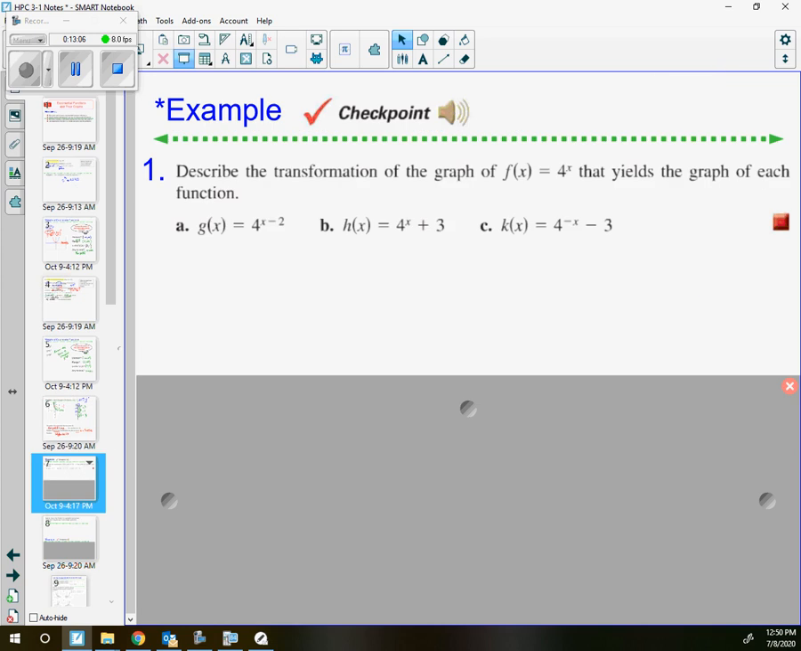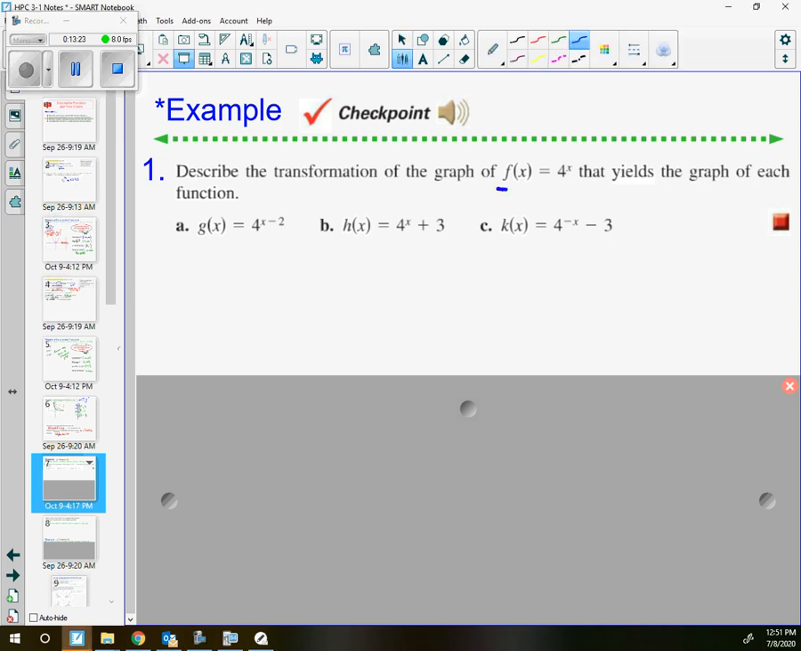All right, let's talk about transformations. The really cool thing about understanding how transformations work is that it doesn't matter what your parent graph is. The transformations, where you put the values in the equation, have the same effect on every single graph. So here's what I'd like you to do.